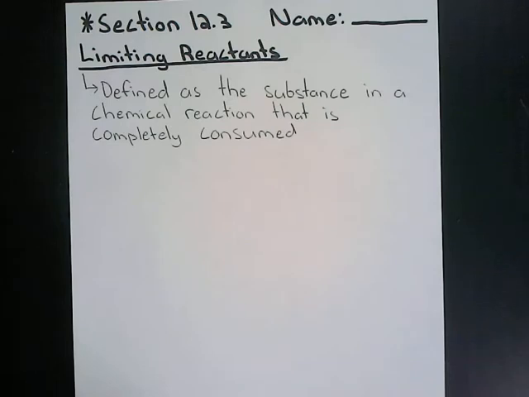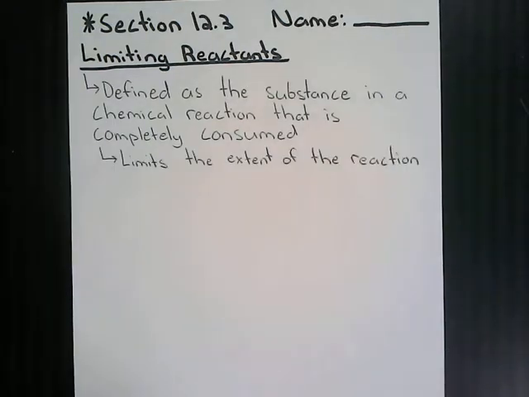Now, by having a limiting reactant, it does a couple of things. One, it limits the extent of the reaction. And what I mean by the extent of the reaction is once the limiting reactant is gone, the chemical equation or reaction can no longer proceed. It also determines the amount of product that is produced.